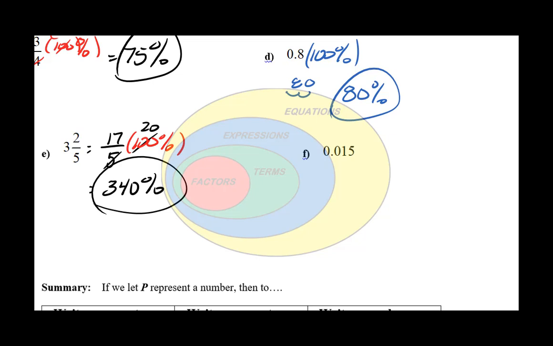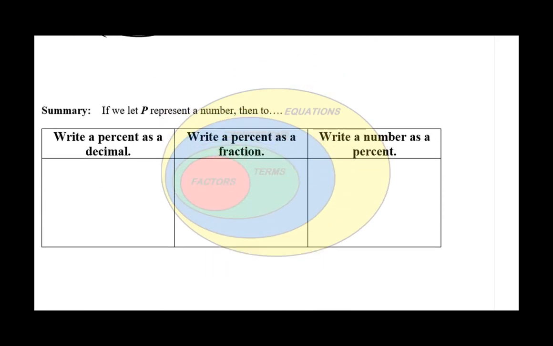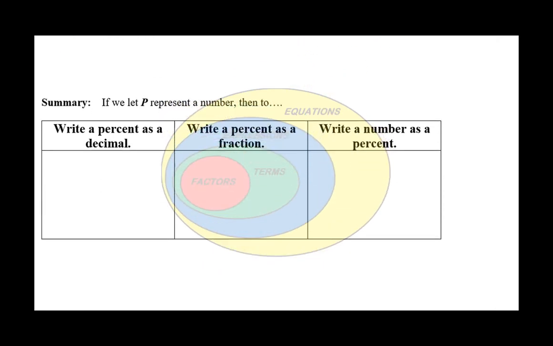And again, with the decimals, if I just multiply by 100%, I just have to move the decimal place to the right 2 places. So this would be the same as 1.5%.